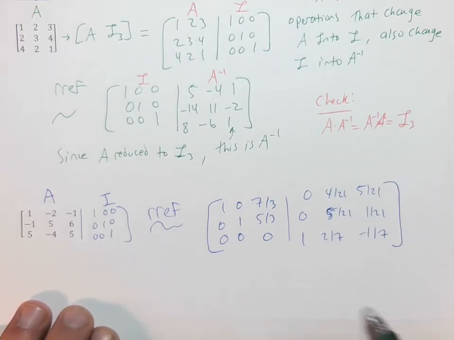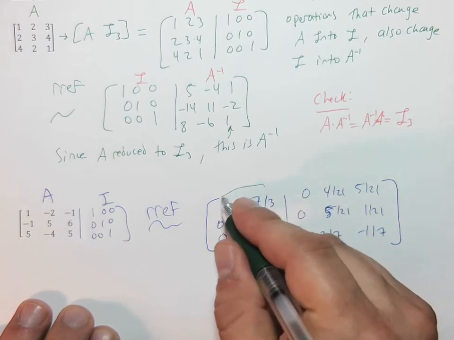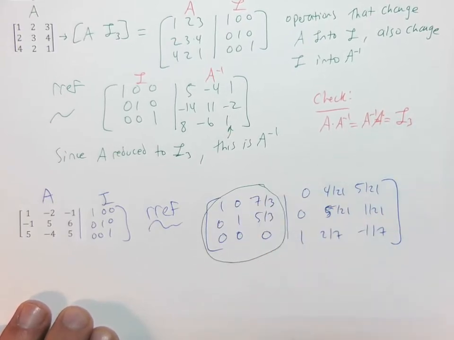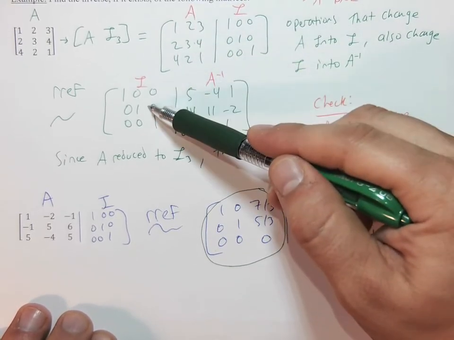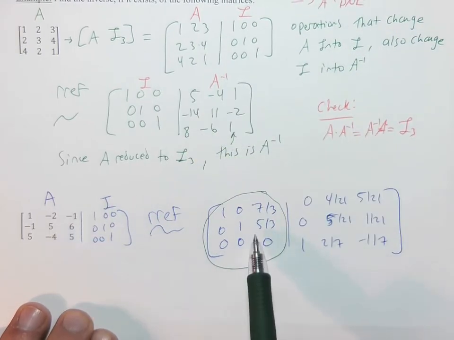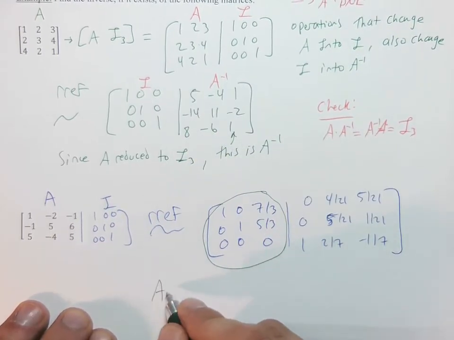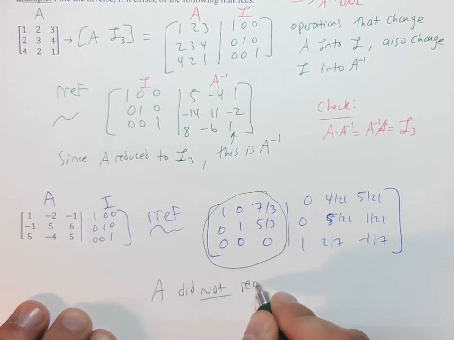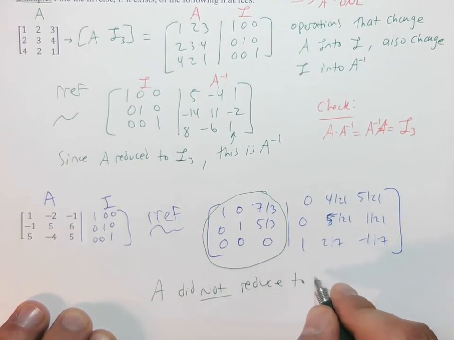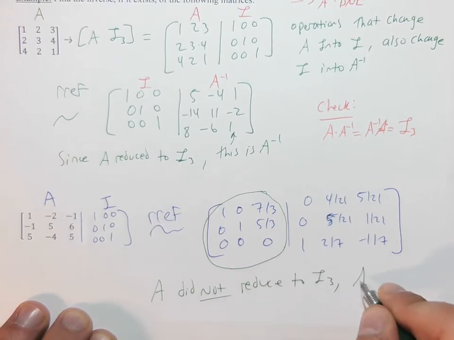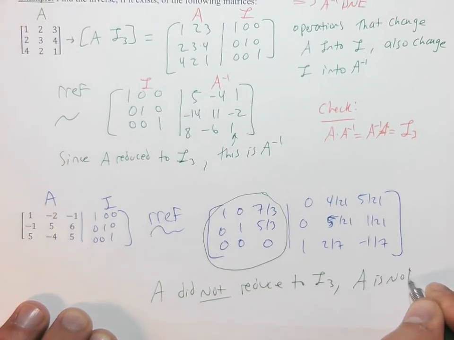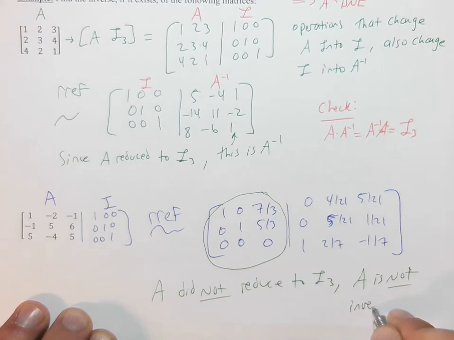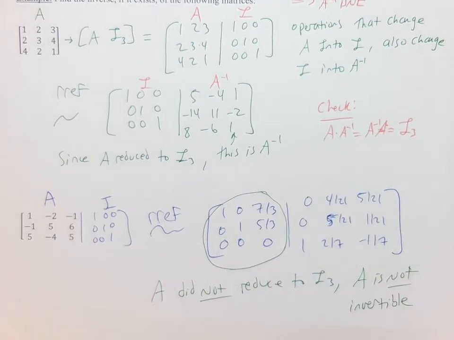This is a good practice exercise in using the calculator if you want. But this is kind of the key thing, right? This did not reduce to the identity matrix. In the last one, A changed into I. Here, A did not change into I. And so since A did not reduce to the identity matrix, A is not invertible. And as simple as that.